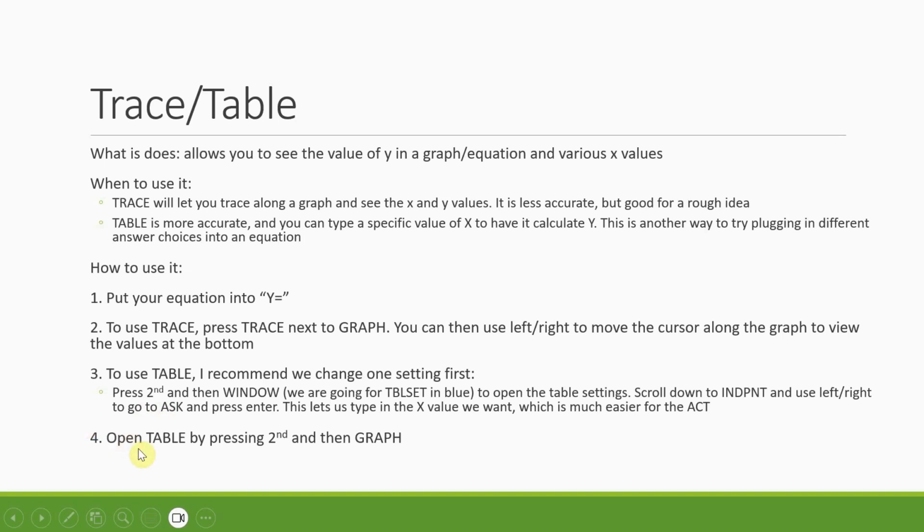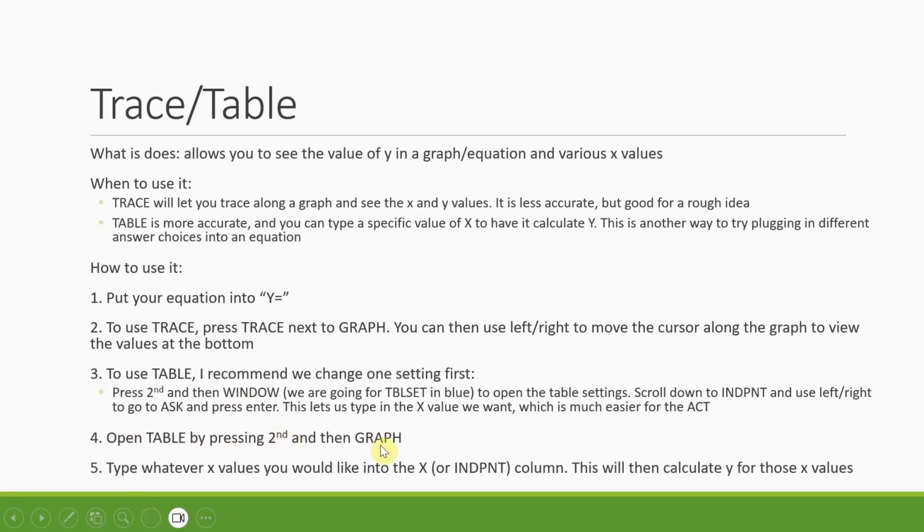Next, once you have your setting, you're going to open the table by pressing the second button and then graph. At this point, you're going to have an X column and a Y column. So type whatever X values you want into the X column, or independent, it might label them differently. This is then going to have it calculate Y for those exact X values, and you can see them all on the screen at the same time. And that's all there is to this one. Try it out. It'll take some getting used to, but it can be very helpful for plugging in answer choices.